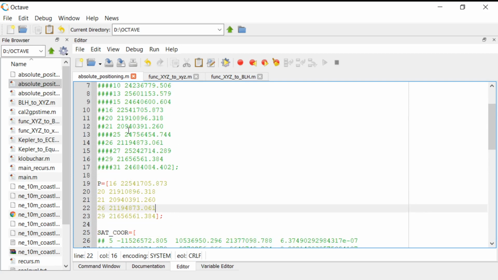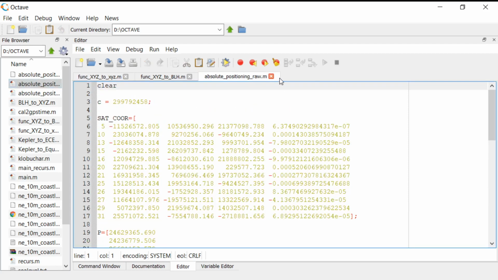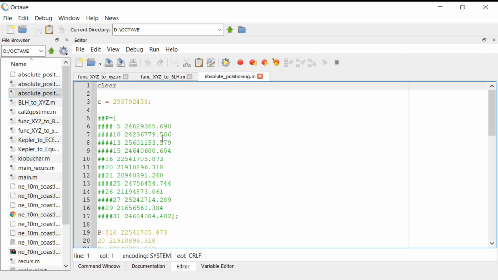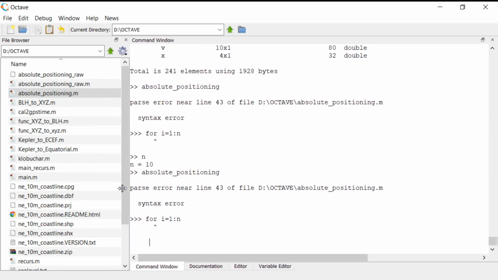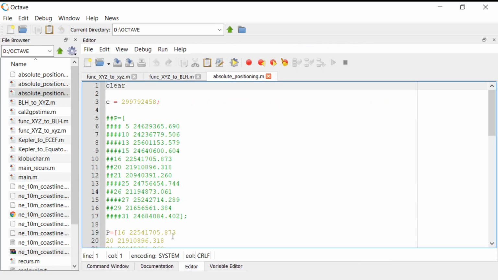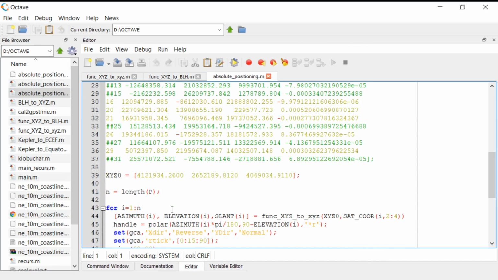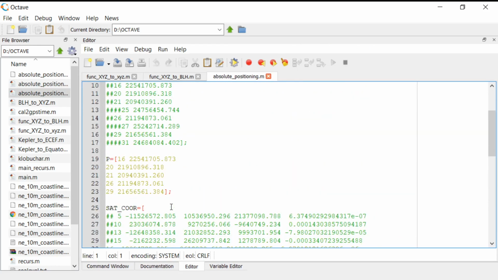I think we have some problem here with the coordinates. Let's close and open our program again. So let's run it, and we still have, as you see here, the parse error. The parse error 43, line 43. That's why we are experiencing the problem.